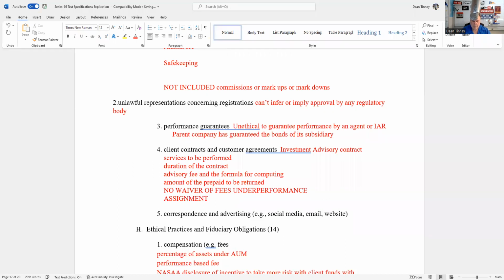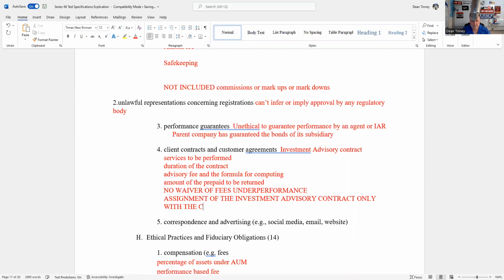Assignment of the investment advisory contract only with the consent of the investment advisory client. That is very, very testable. That's one of the dangers in buying an investment advisory firm, whether or not the clients will agree to the assignment of that contract, right? So assignment only with the consent of the client.